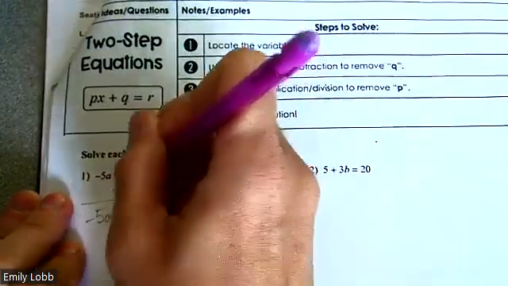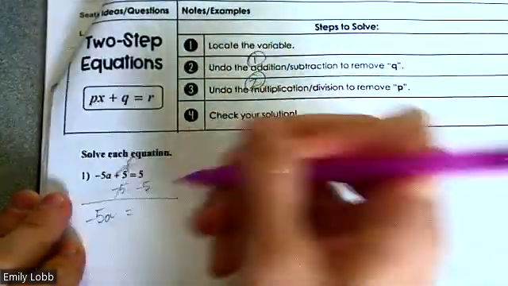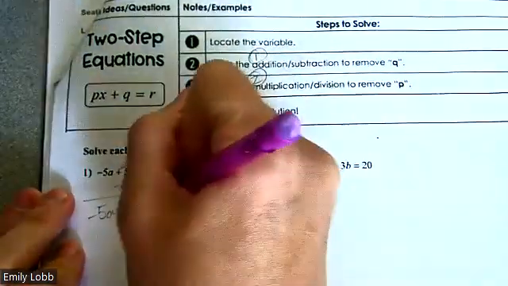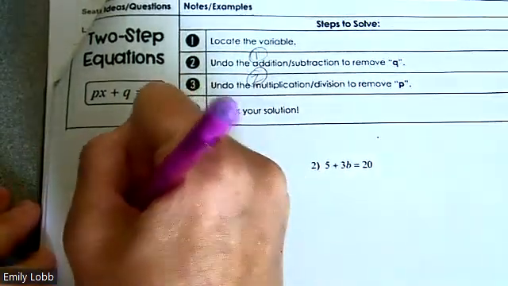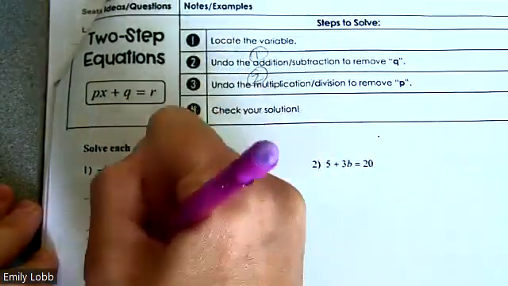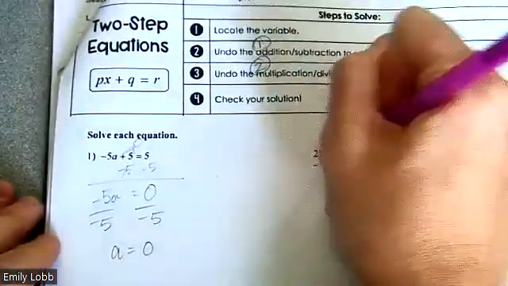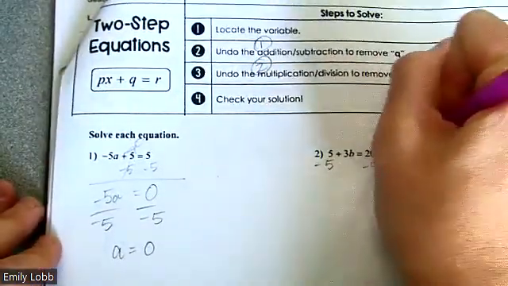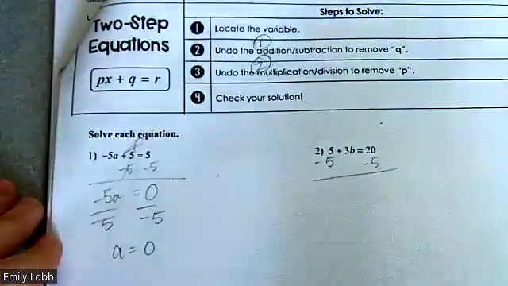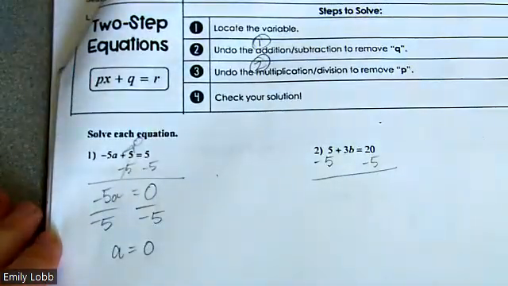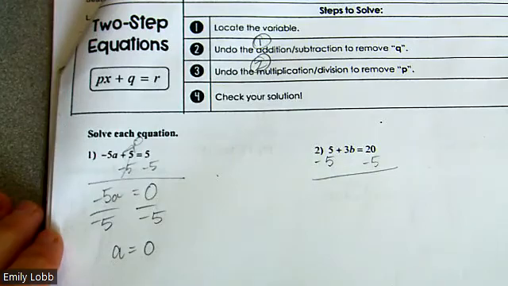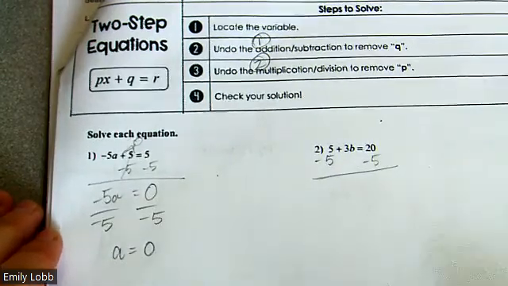Negative 5a, remember that becomes 0. That's why we subtracted 5, equals 0. 0 divided by anything is equal to 0. Okay, now I have to undo that 5, just like I undid it from the other side. Just because it's on the other side of our variable doesn't mean we do anything different.